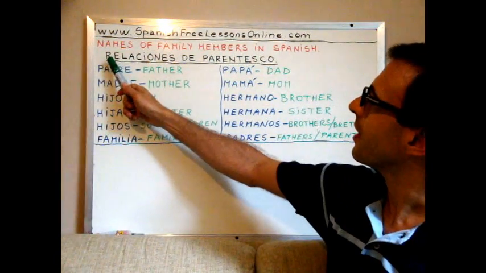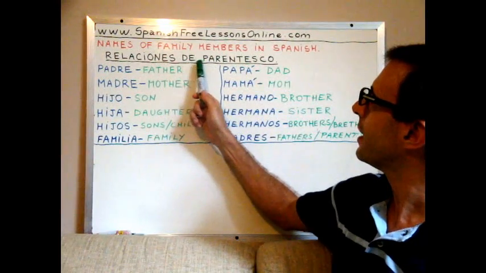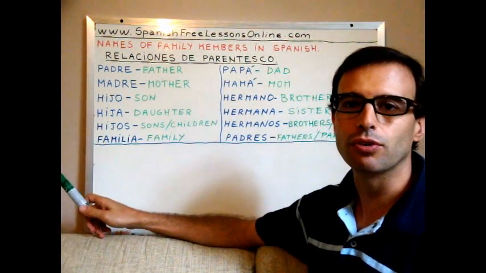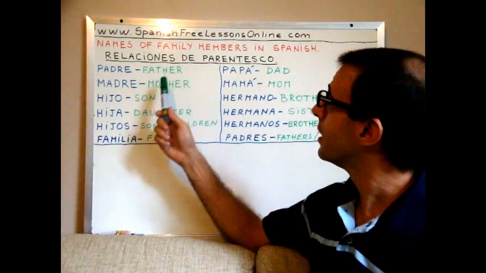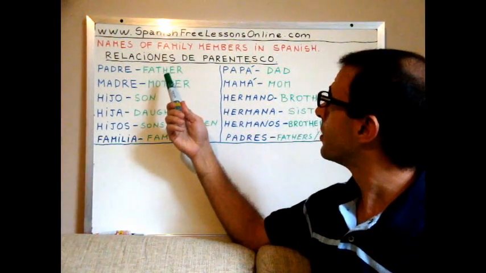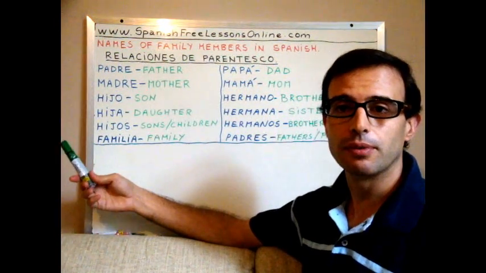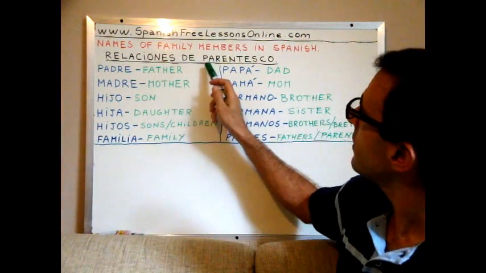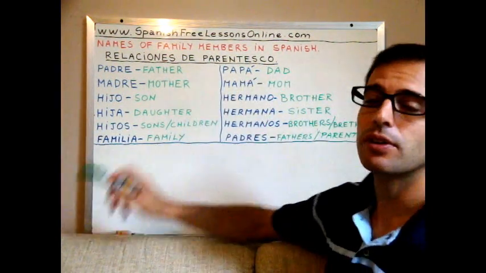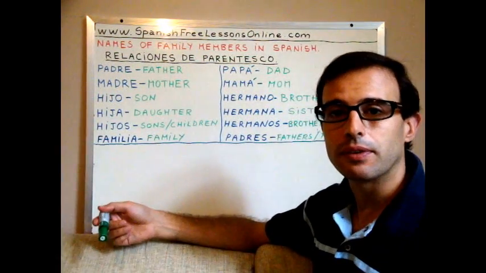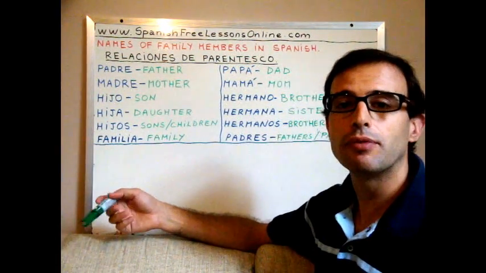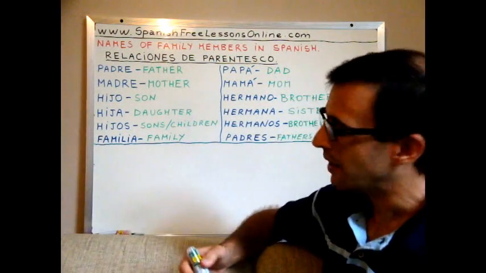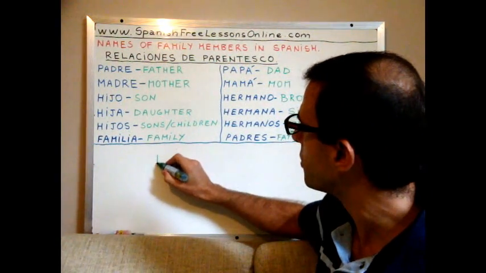These are relaciones de parentesco. Relaciones de parentesco. These are what we call the relatives, right? The family relationships in English. And this word parentesco sounds like parents, right, in English. However, it refers to the relatives. And this is a false friend word.